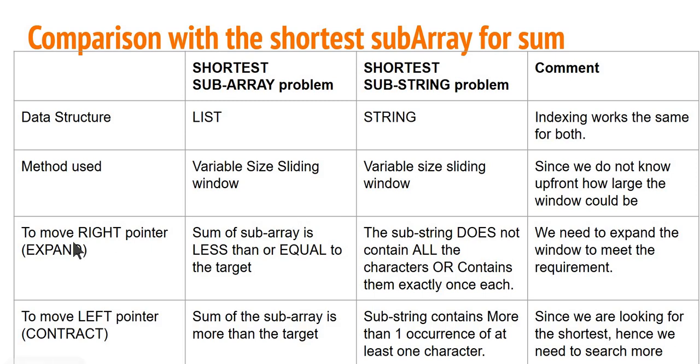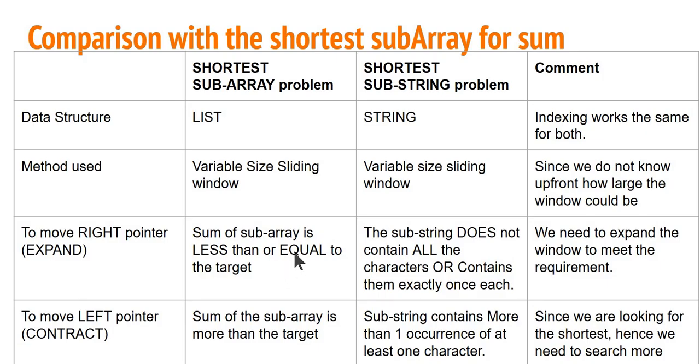To move the right pointer, which means to expand the window, the logic we took is that, look, if the sum of the subarray is less than the target, then I expand. The equivalent here would be that the substring right now does not contain all the characters, which means maybe it has only 2 characters, or only 1 character. I must expand to see if my new character coming in is meeting the criteria, completing the set of characters that we need, right?